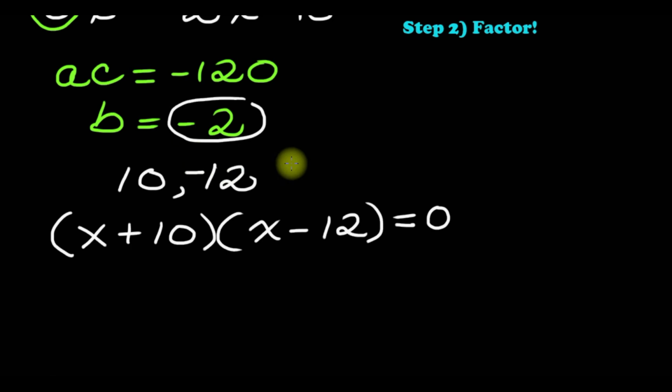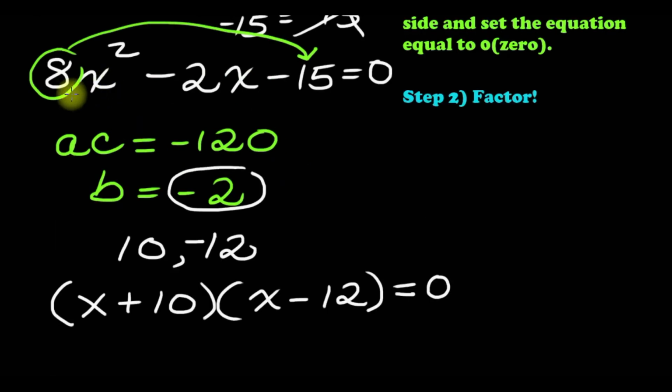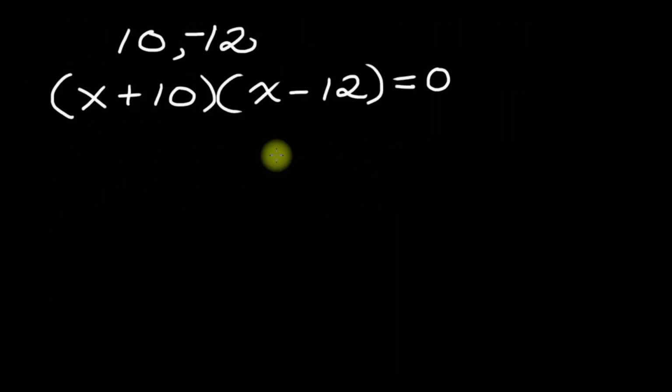All right, so let's go back to this. You guys remember that we multiplied a times c, the 8. So to get it back, we're going to have to divide by 8. So we have to divide the 10 by 8, and we have to divide the negative 12 by 8. So divide this by 8, and then divide this by 8. And then reduce it.